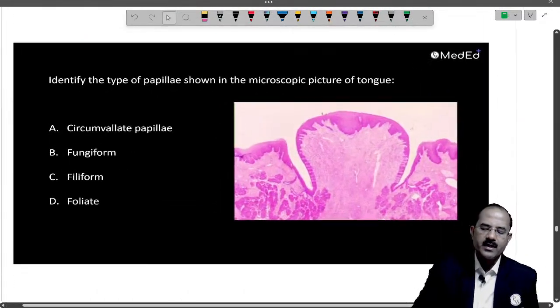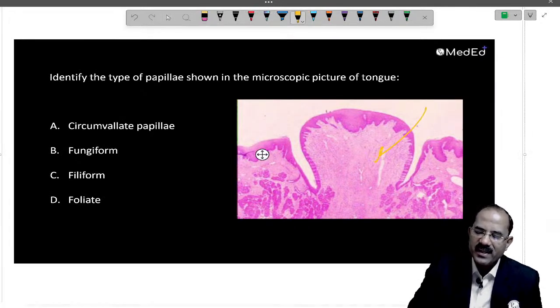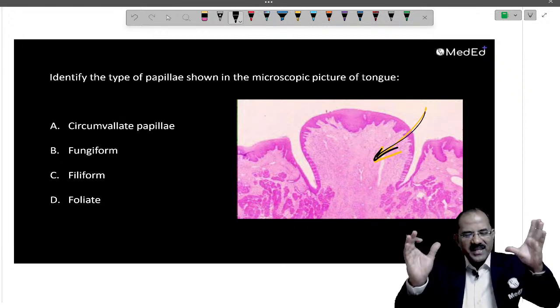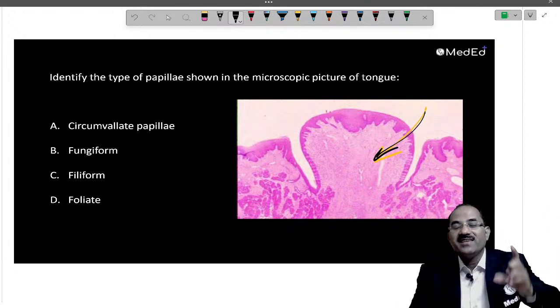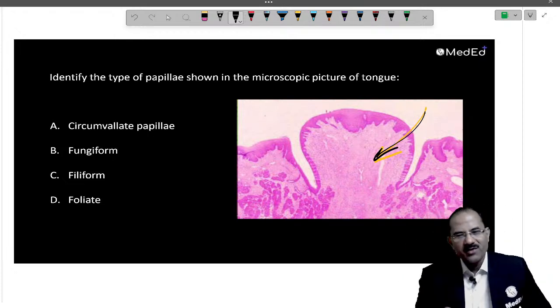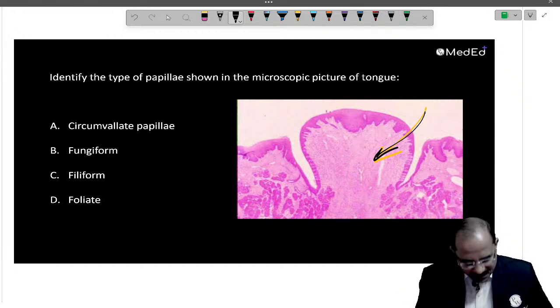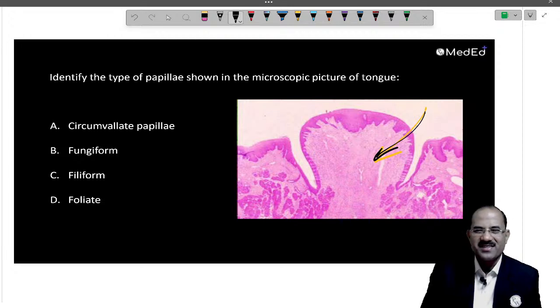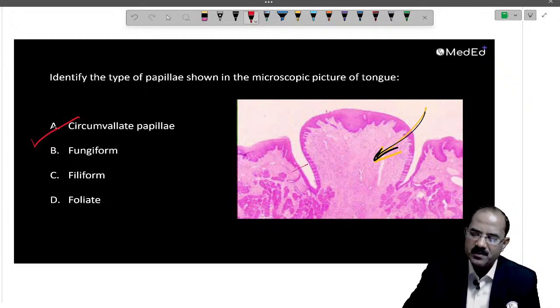Fine. Good. Chalo, bachcho. Identify the type of papillae shown in the microscopic structure. Any guesses? I'm sure you must be knowing this. This is the circumvallate papillae, the largest papillae with a trench here. We have four papillae: the filiform, the fungiform, the foliate, and the largest is the circumvallate papillae. The circumvallate papillae has taste buds. You can see the taste buds here.